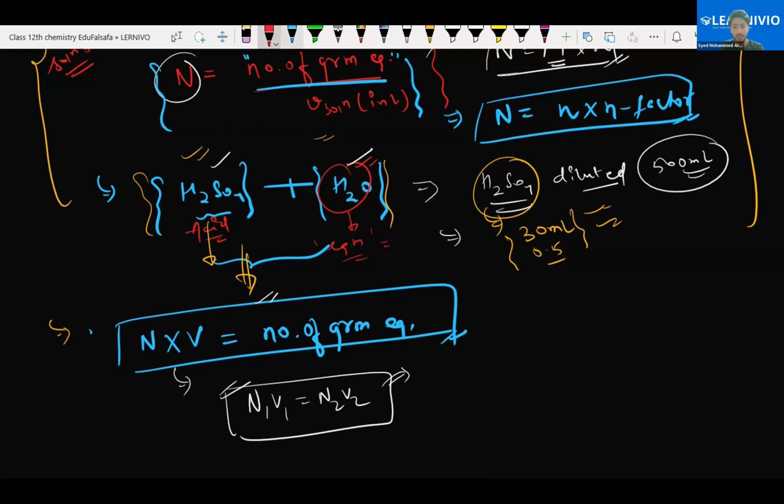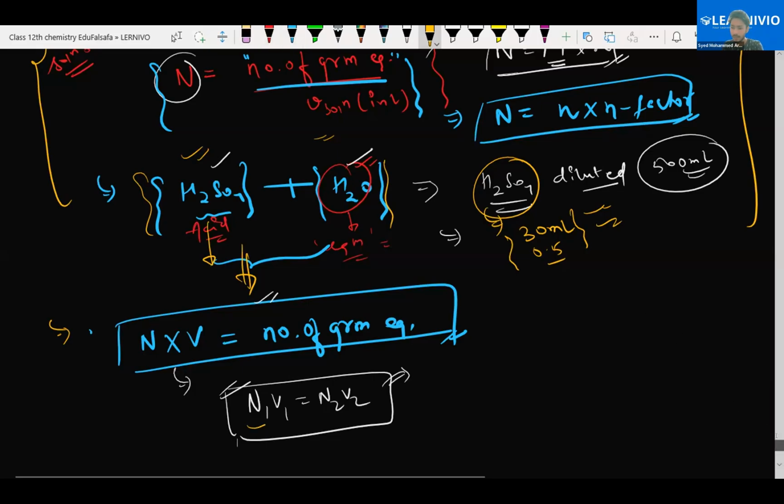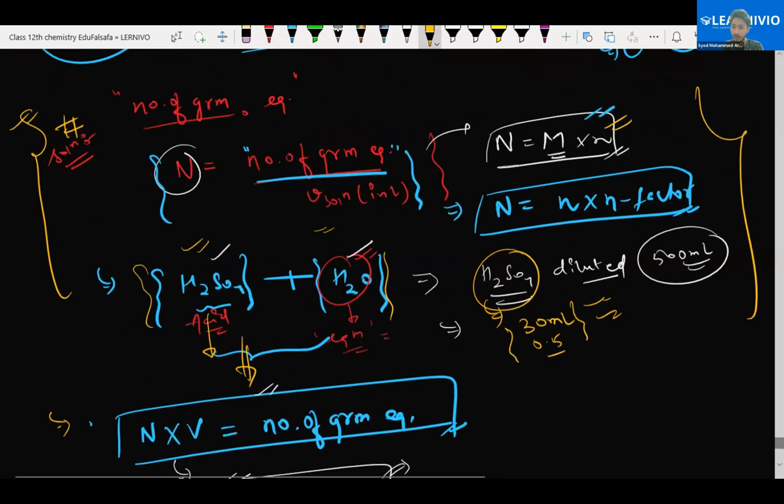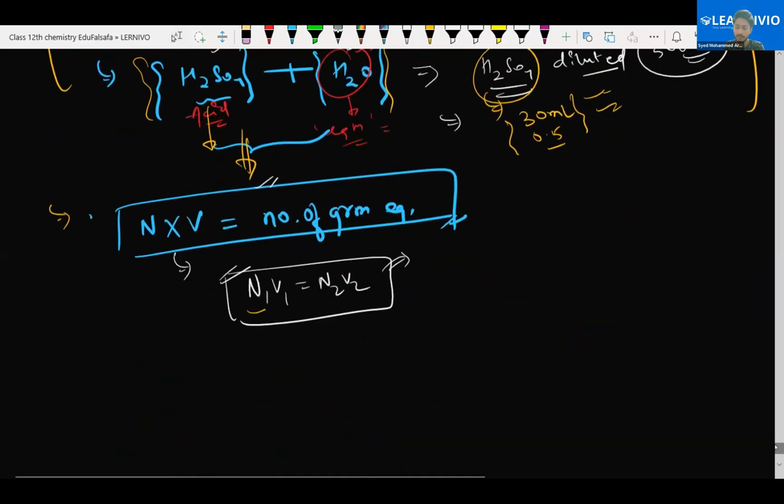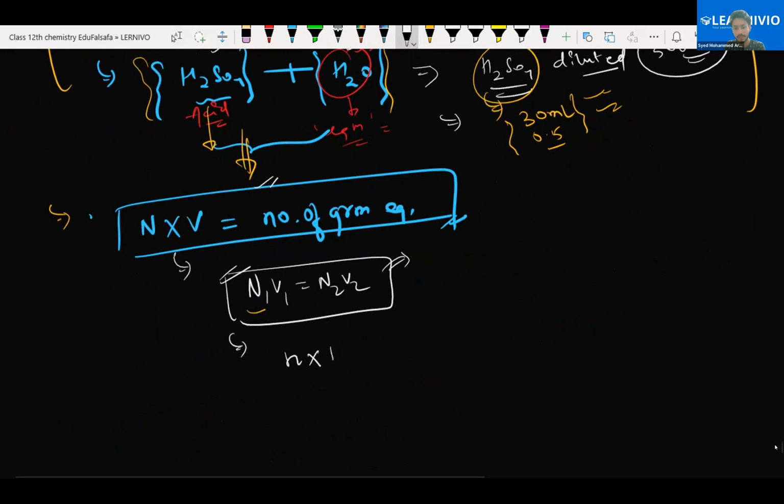I can get the terms of the molarity just by replacing this normality. How can I replace this normality? By using this relation: the normality is equal to the molarity multiplied by the n factor. Got it? So what you need to do is replace this normality term by the n factor multiplied by the molarity.